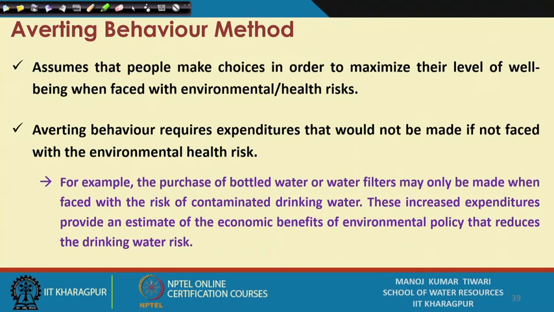So, for example, the purchase of bottled water or water filters may only be made when faced with the risk of contaminated drinking water. These increased expenditures provide an estimate of the economic benefit of an environmental policy that reduces the drinking water risk. If one is going to put through a policy that will reduce the drinking water risk, or start a service, it is not necessarily for policy, it is for service as well, which eradicates the contaminated drinking water risk, how much that is valued can be estimated using this approach, by how much people would otherwise spend in order to counter that risk, which is being covered by the particular service, policy or equipment. So, that is the averting behavior method.